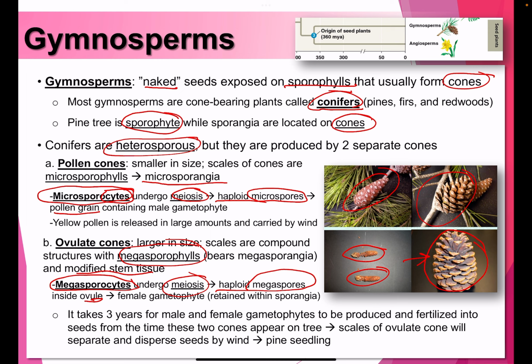And then once it reaches maturity, the scales, these little lines or leaves, you can call them sporophylls, of the ovulate cone will separate so that they can disperse the seeds by wind. And once the seeds get to a likely favorable area where they can grow and have water and access to sunlight, the pine seedling will form and eventually become a new pine tree. And that's how gymnosperms are able to reproduce.